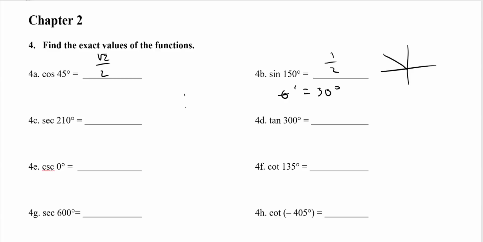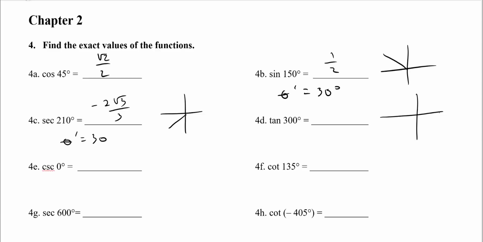Secant of 210, 210 is here. Okay, the reference angle is 30 degrees. And secant goes with cosine, so the cosine of 30 is root 3 over 2. So if you flip that, it's 2 root 3 over 3. But because it's in that quadrant, it's -2 root 3 over 3. So watch your signs, because there are going to be a lot of sign changes on the final exam. One's going to say positive 2 root 3 over 3, then one's going to say -2 root 3 over 3. And you got to be good to go with that.